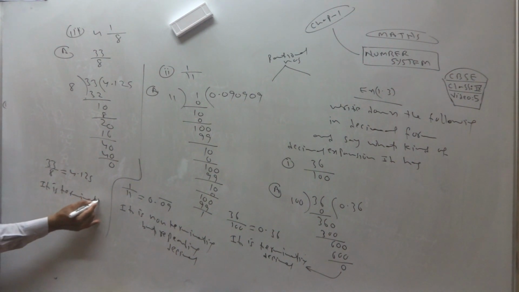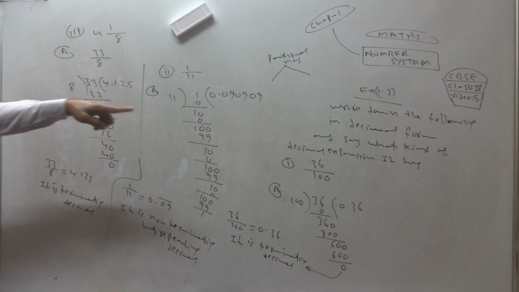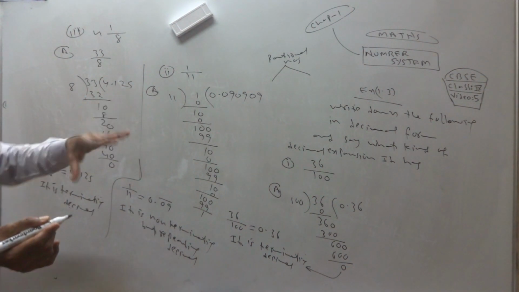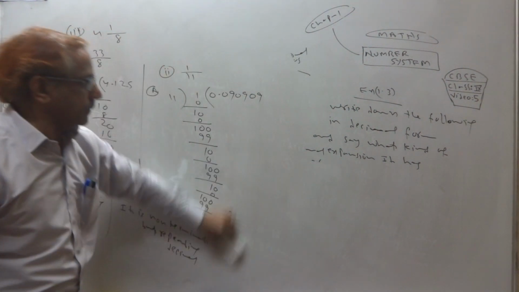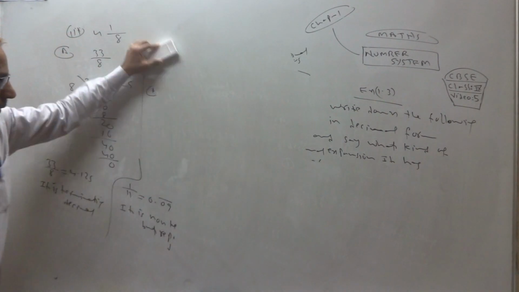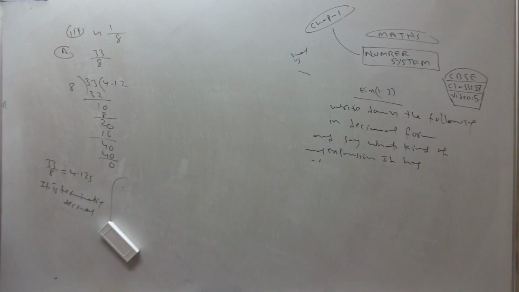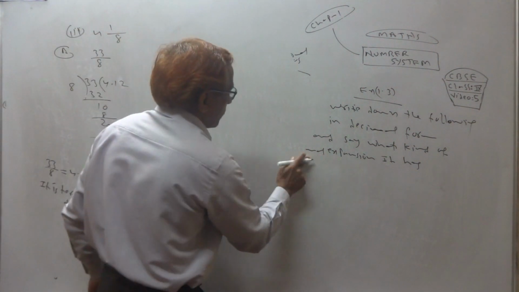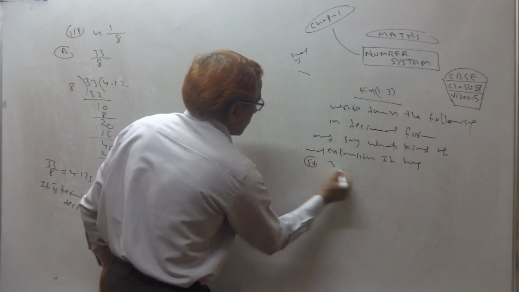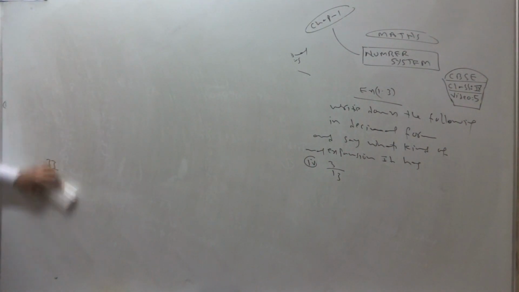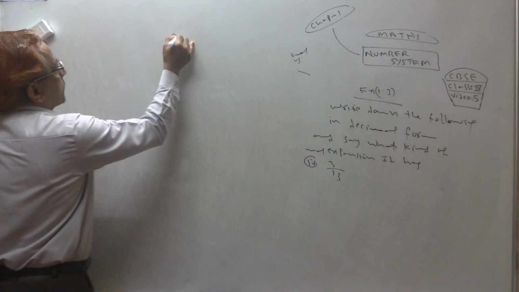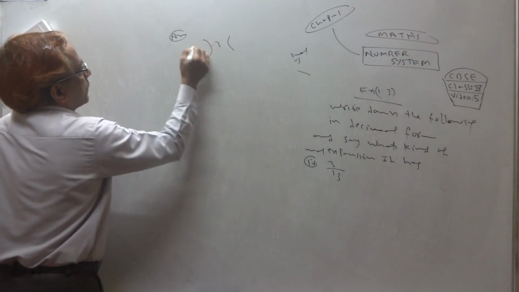It is terminating decimal. Like that. So you have to write the type also, which type of decimal expansion it has. Yes, third. Then the fourth bit. 3 by 13. See the fourth question. 3 by 13. So we start. 3 divided by 13.